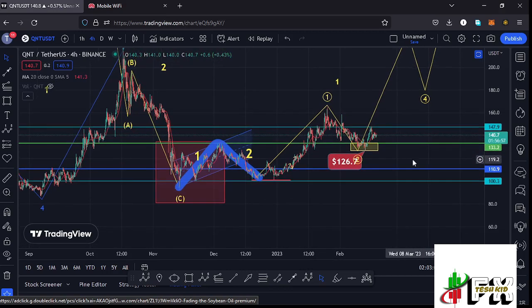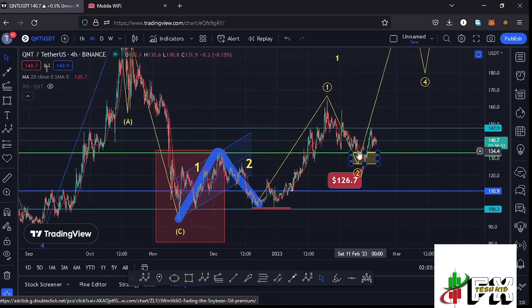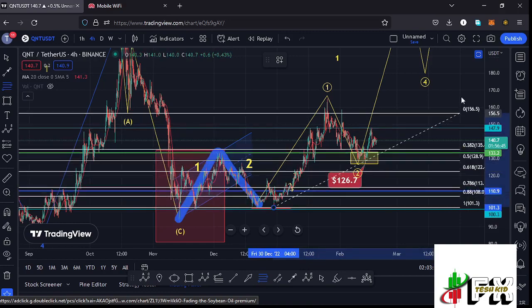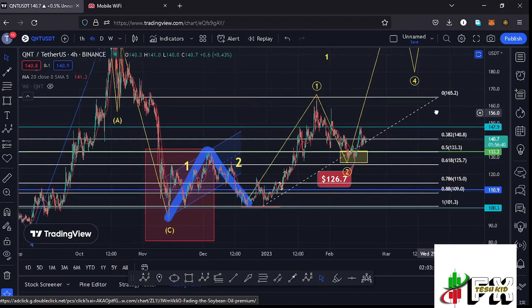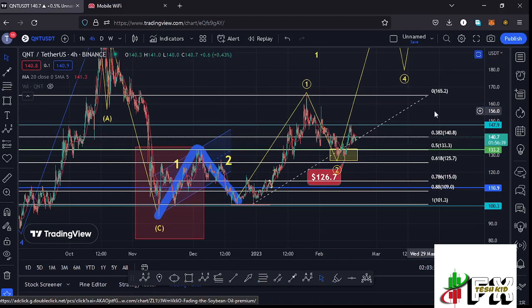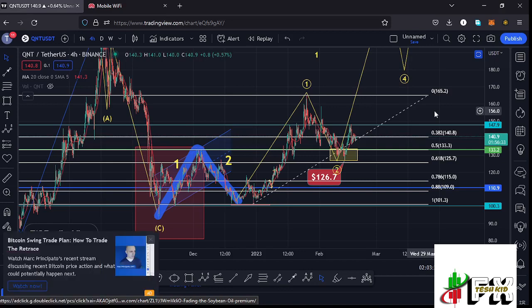Then we started this corrective structure in a move that has now given us the low for that second wave at around the $126.7 mark, and also fully maximized my target area down here within this yellow target area that I was able to come up with by connecting the Fibonacci from the low of the first wave to the high of that wave 1. And that gave me a minimum retracement area in the formation of that wave 2 between the fib level 0.5 and the fib level 0.618, and that is at around the $133.3 mark and the $125.7 mark.